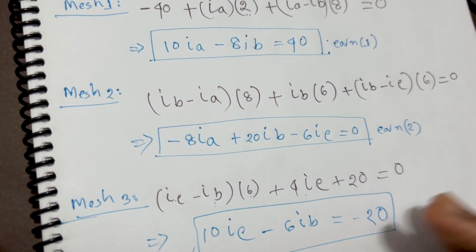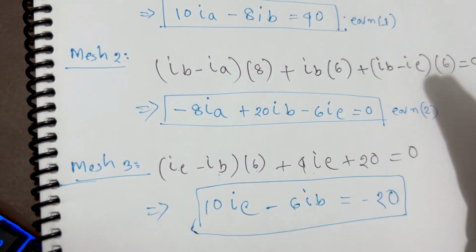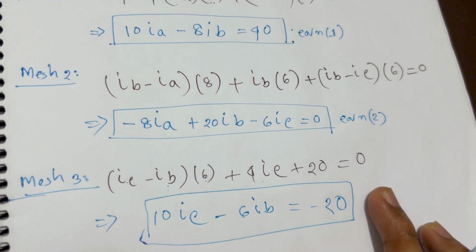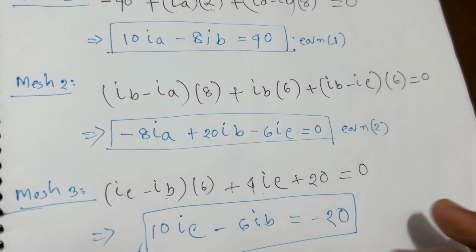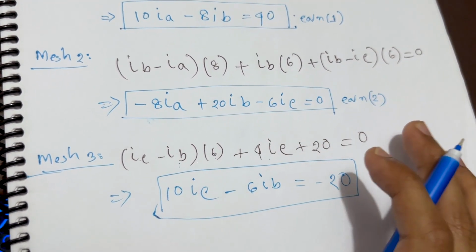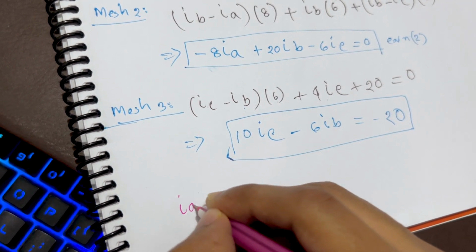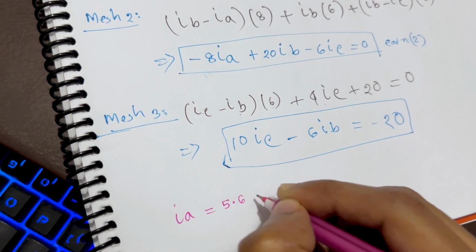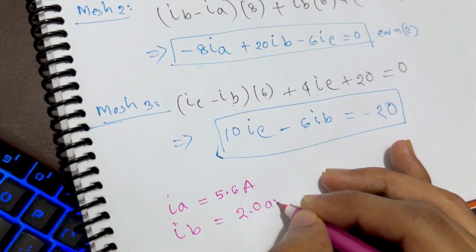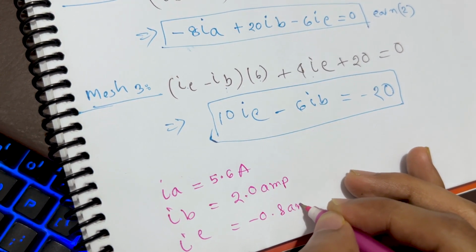So you can use a calculator or any other method. You can use the matrix method to solve these things. I know it is really easy for you. You can use a calculator or any other method to solve these 3 equations. We have 3 unknowns, IA, IB and IC, and 3 equations. We can solve those very easily. After solving all those, you will get the answer like IA is equal to 5.6 amperes, IB is equal to 2.0 amperes, and IC, which is minus 0.8 amperes.